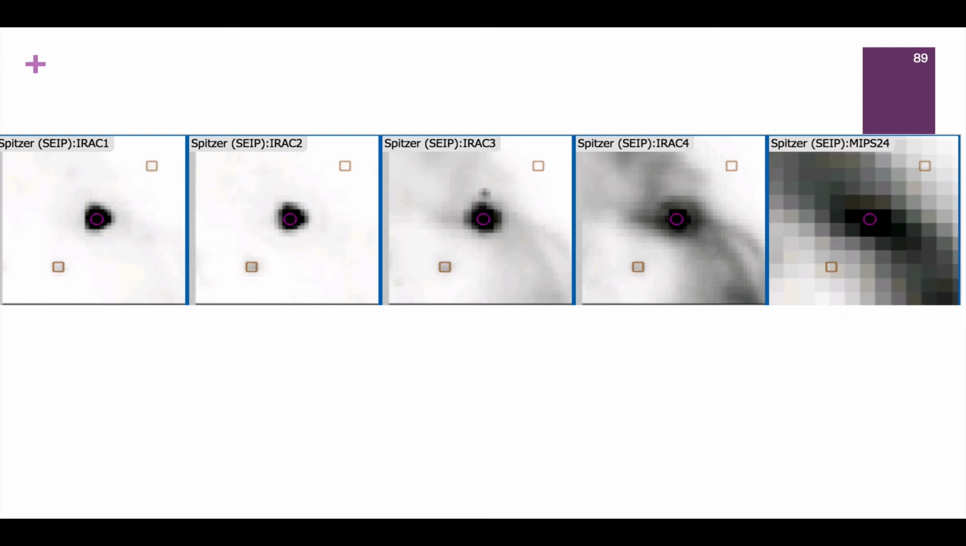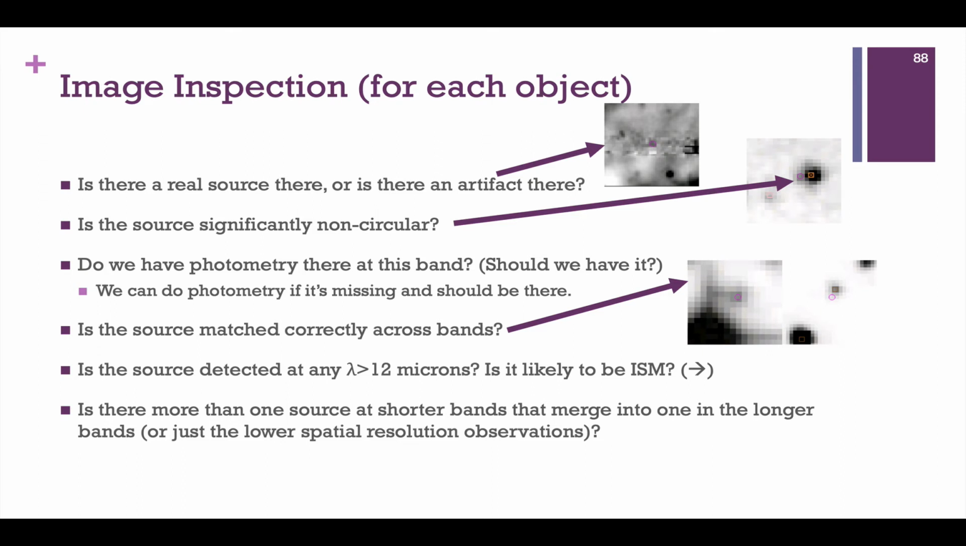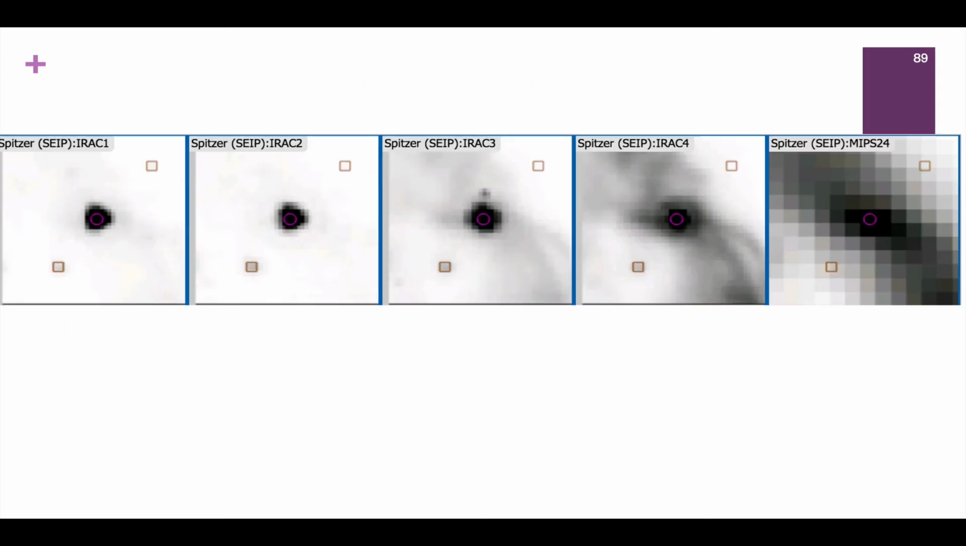I haven't done the analysis for IC417, so I don't know for sure that we're going to see this. We don't have IRAC3 or 4 or MIPS24. But because we do have nebulosity, I'm pretty confident we're going to find sources like this where the longer wavelengths are affected by the interstellar medium. Another possibility is that there's more than one source at shorter bands that at the longer bands get merged into one. So that's going to matter too. That's why we do the image inspection.